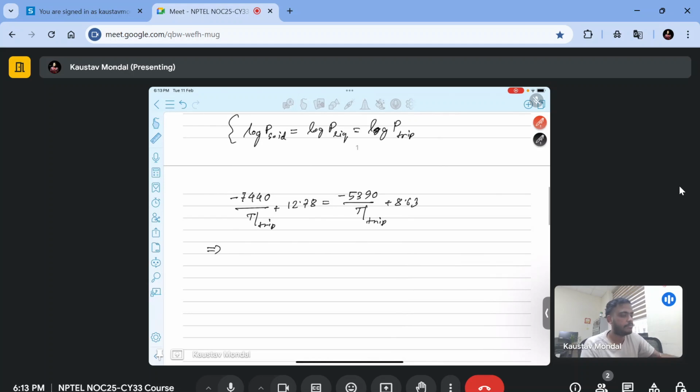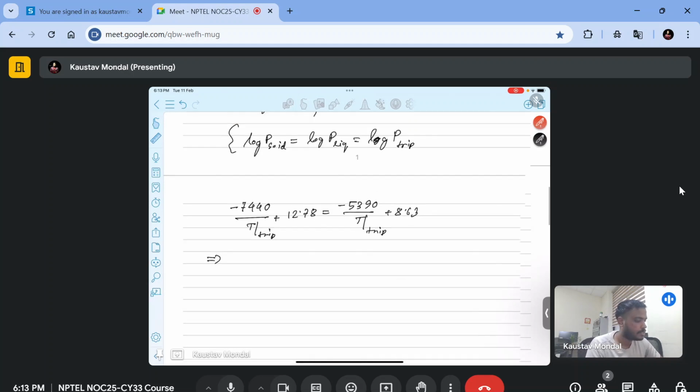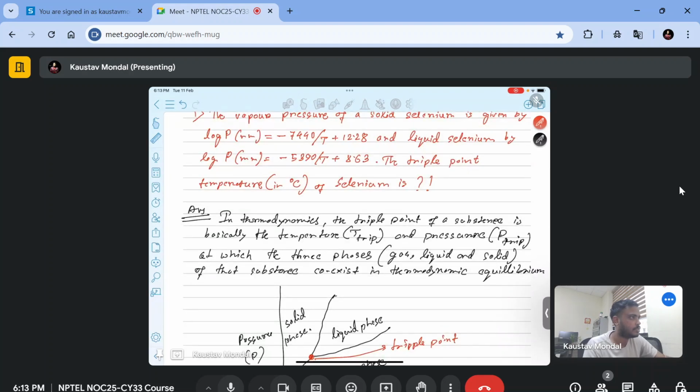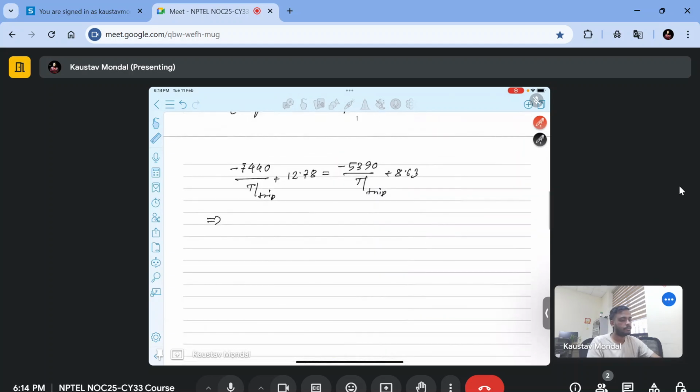Now this temperature you have to actually calculate. I forgot to write the options, so let me write them. Option A was 267.83, option B was 347.67, option C was 493.98, and option D was 220.98, all in degrees centigrade. So the triple point temperature is what you have to calculate.